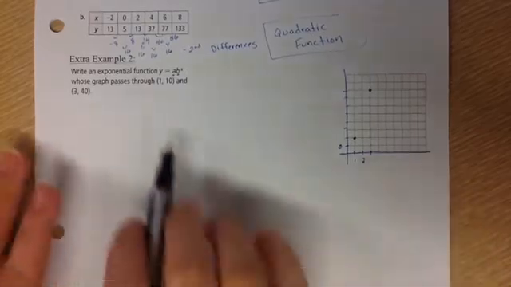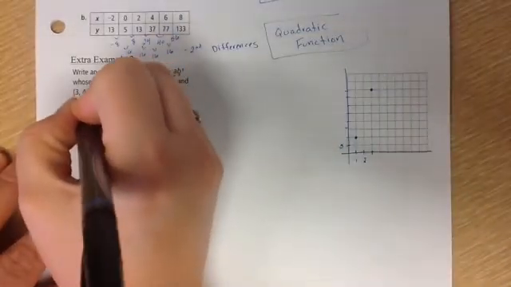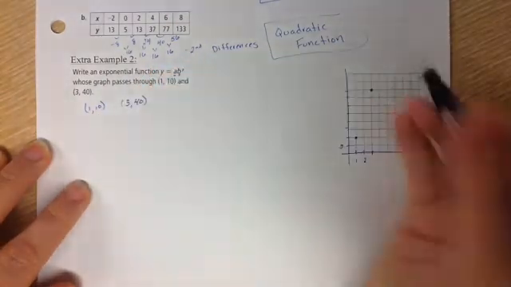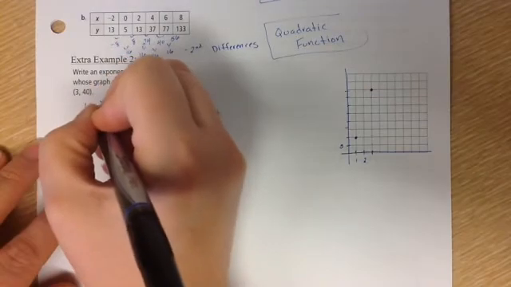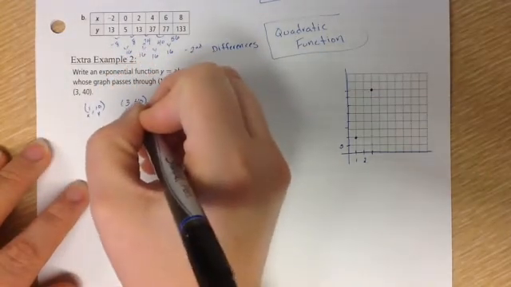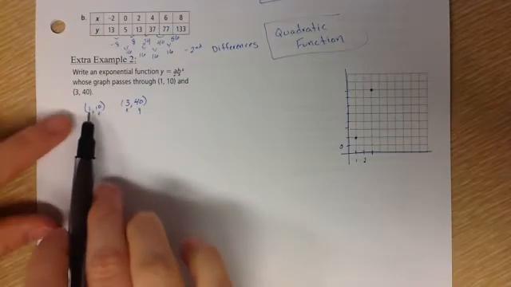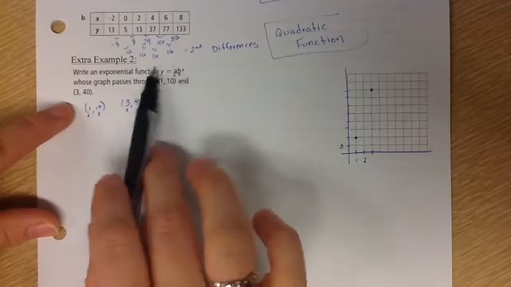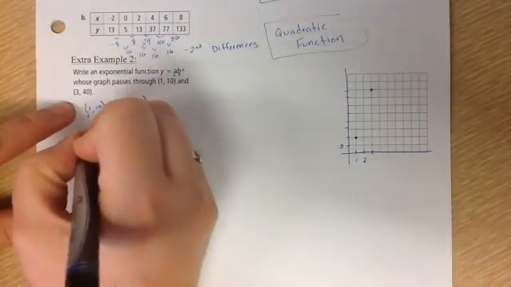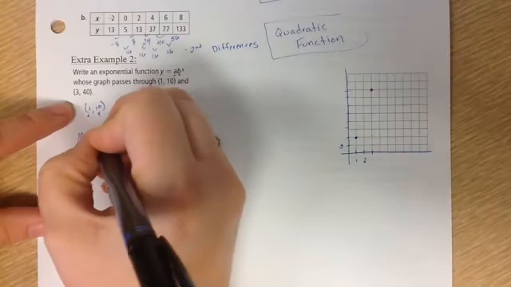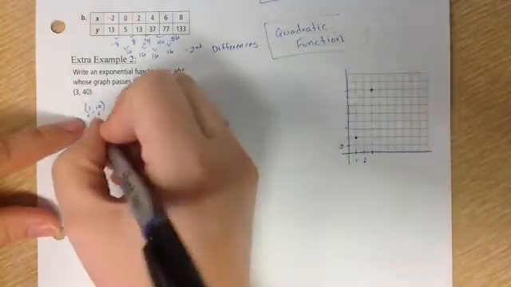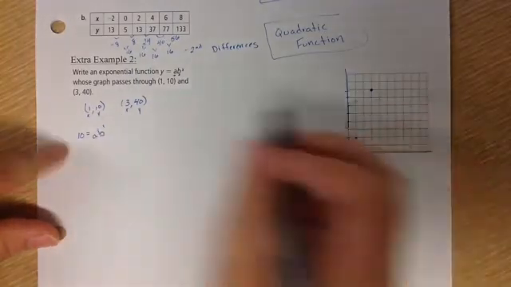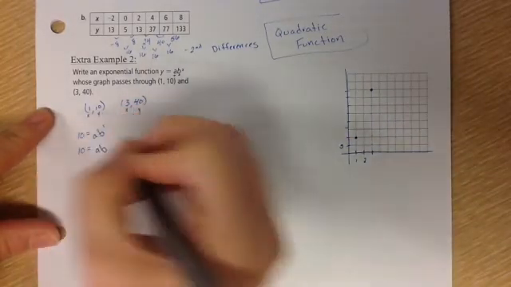So first thing I'm going to do is write my 2 points down. We have the point (1, 10) and the point (3, 40). Those are x's and y's. This is an x of 1, a y of 10, an x of 3, a y of 40. So I'm going to plug these in for x and y. If I plug in the first one, I'd have y is 10 equals a times b, I don't know b, but I know my x is 1. So 10 equals a times b to the 1. Well, b to the 1 is just b. So really we have 10 equals a times b.